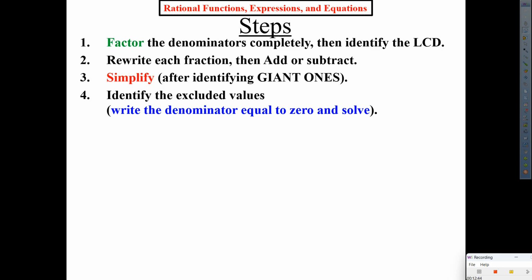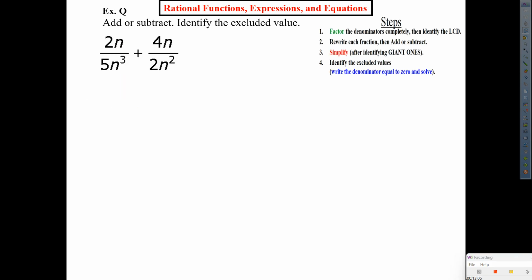Ready, Mario? I'm going to start you guys slow. So, copy this one, please. Example Q. It says, add or subtract, identify excluded values. We got 2n over 5n cubed plus 4n over 2n squared. Copy that. Only I'll guide you through this one.